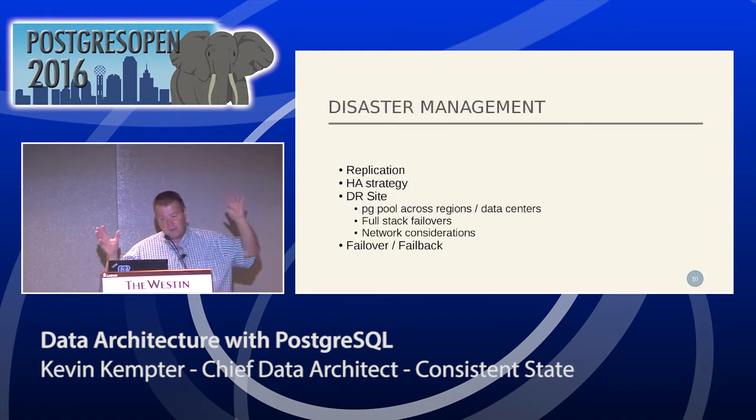That leads often to disaster management. How do we mitigate disasters? Because there are going to be issues that come up from time to time. Replication and HA are obviously great starting points, but at some point we start to have the DR site discussion, and we've done a number of very Postgres-specific methods for DR sites.